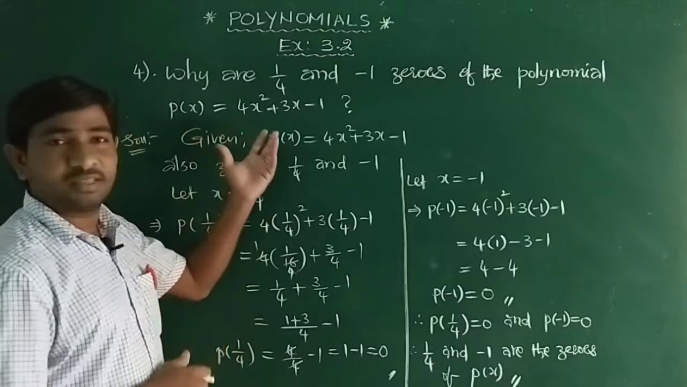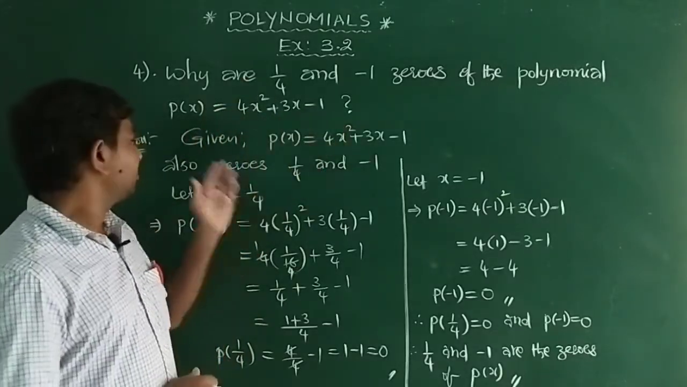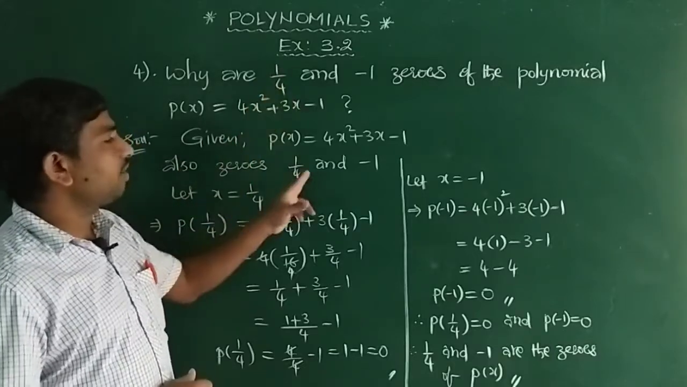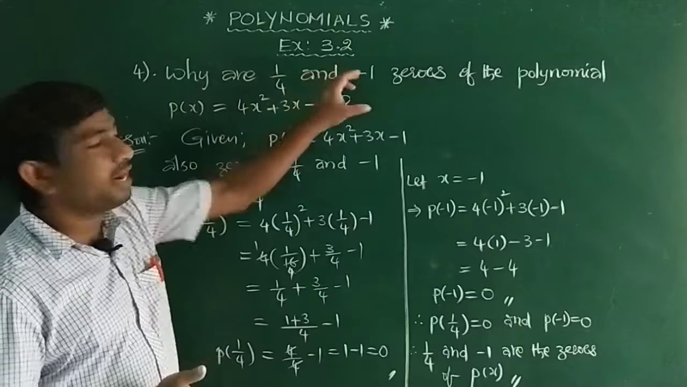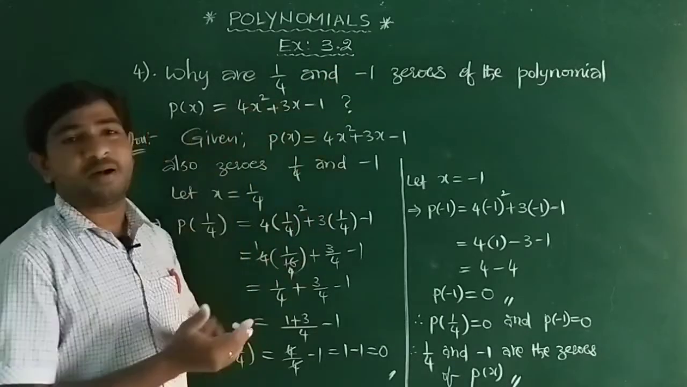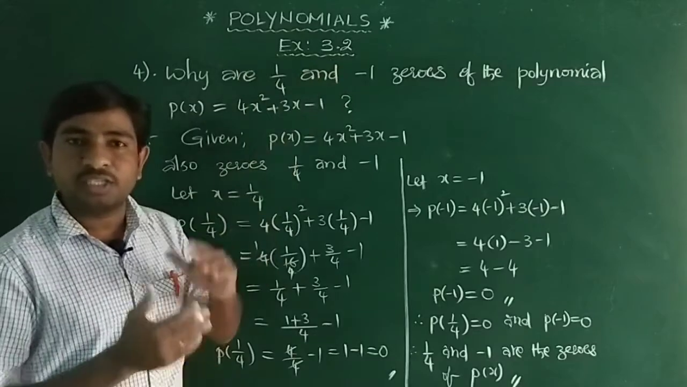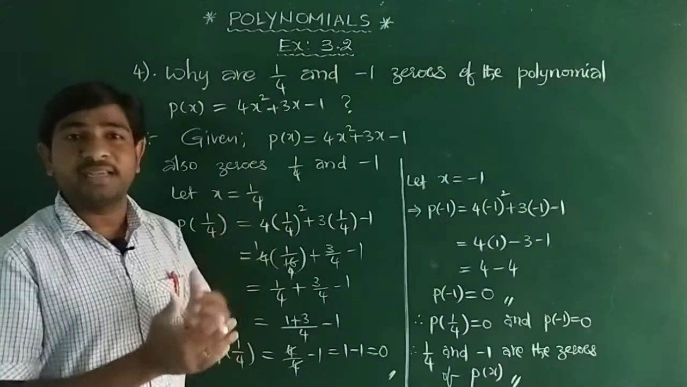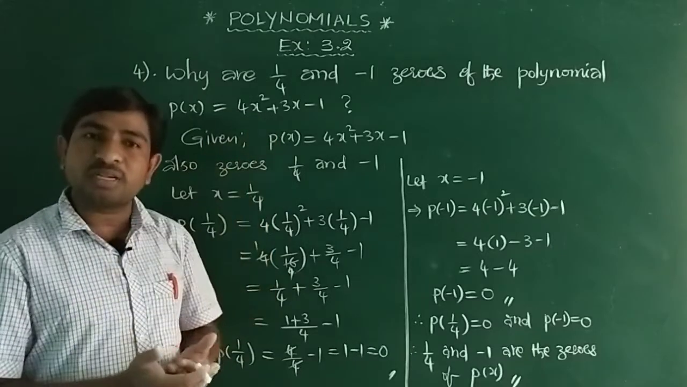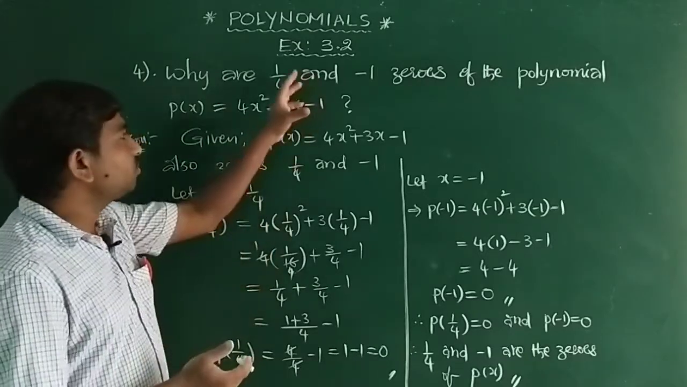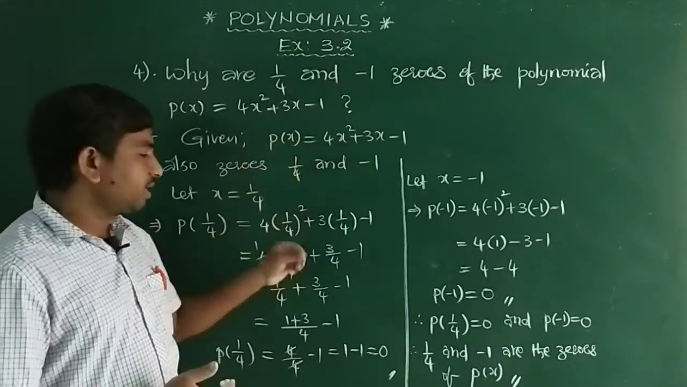So how can we find that? Given p(x) = 4x² + 3x - 1, and the zeros are 1/4 and -1. What is the given question? Why are 1/4 and -1 the zeros of the polynomial? We have to check whether 1/4 and -1 are the zeros of the polynomial or not. By substituting 1/4 and -1 at the x place, you must get zero.